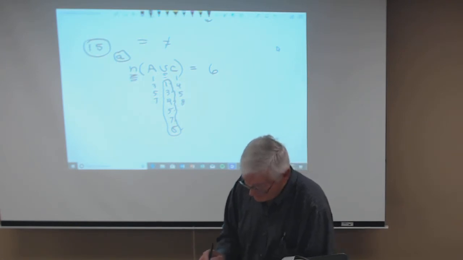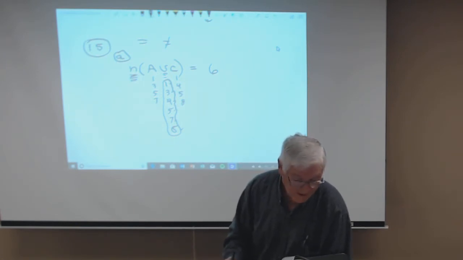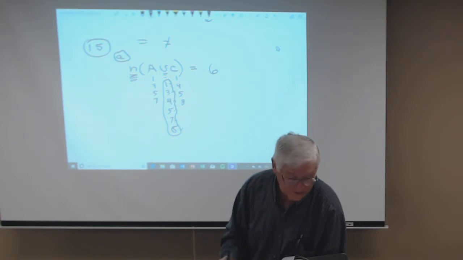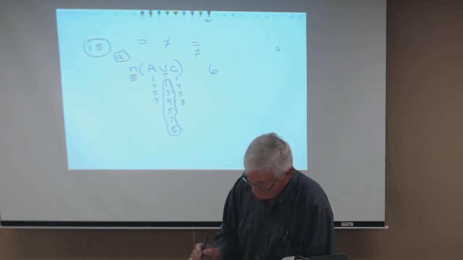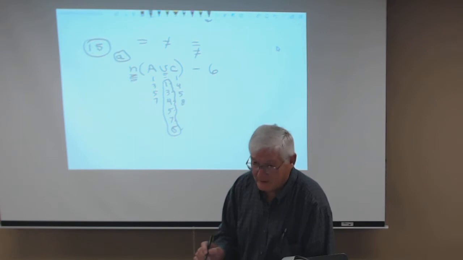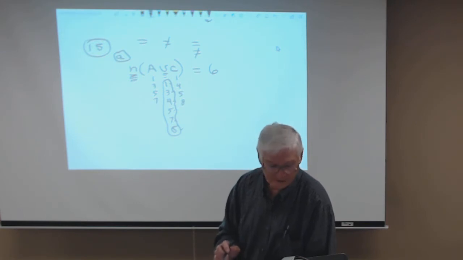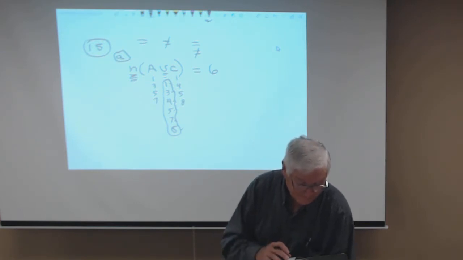So what do I put for 15A? The number of elements in A union C equals 6. Do I put equals or does not equal? I put equals. Okay.